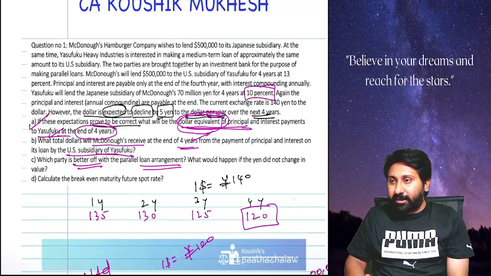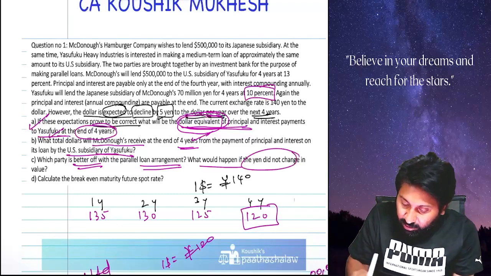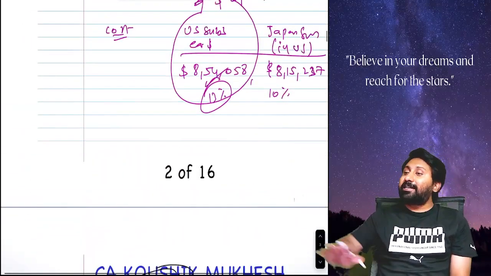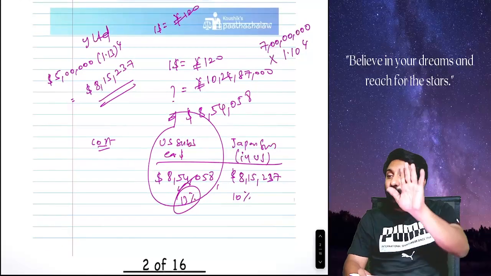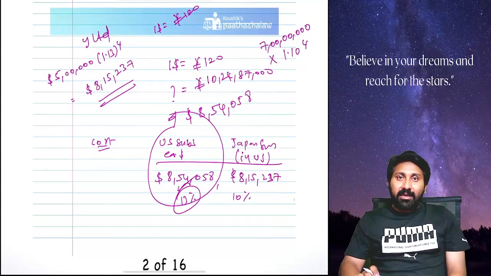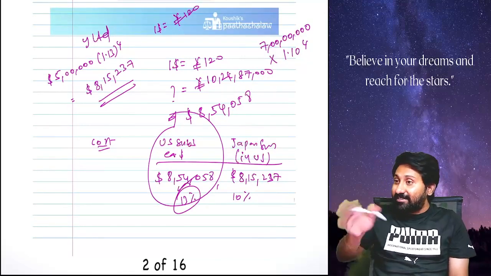Okay, which party is better off in the parallel loan arrangement? What would happen if the yen does not change, if it stays at 140 only? Then what will happen? In the interest market, who is winning? The USA. If the exchange rate doesn't change, again who will win? The USA will win. In that case, the answers will reverse.